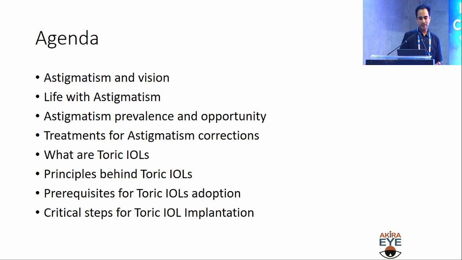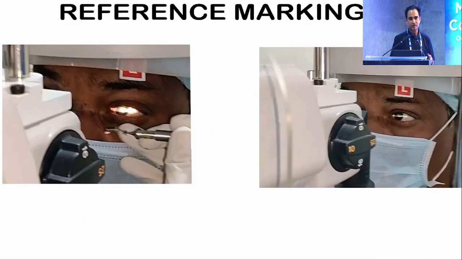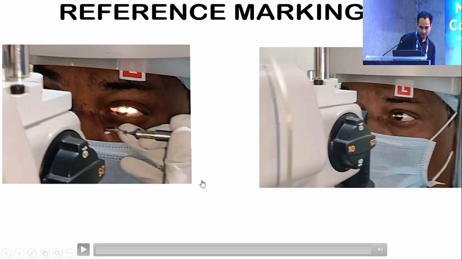Main thing, the critical steps are very important, because whatever said and done, prevention is always better than cure. So the IOL initially, even if it rotates or not rotates, we should always try to see that it's in position at the end of the surgery. This is like a continuation for our toric IOLs. So reference marking is also very important, because that is the initial step where we have to be very careful.